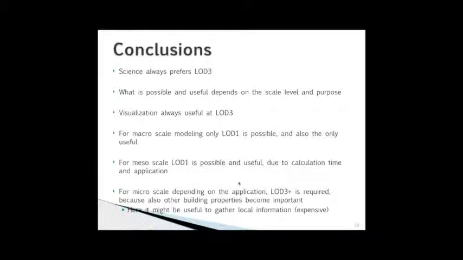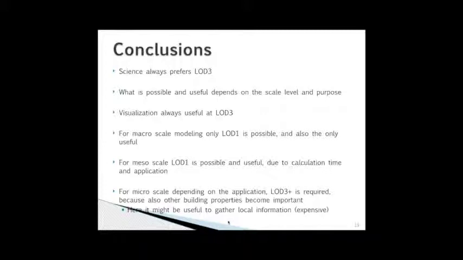So in conclusion, in science, we always prefer LOD3. It's more accurate, and we always like the most accurate results. However, what is possible is technically only LOD1, unless you really go into the small scale and you do your own measurements. Therefore, for visualization, you always prefer to go to the lowest scale level possible, which as scientists we also prefer. However, this is not necessarily for modeling. And for the macro scale, only LOD1 is possible. And actually, if we're being honest, that's the only really useful scale.